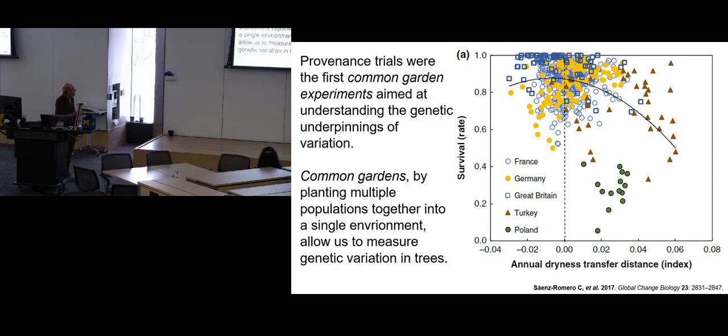And what you see is that on average, oaks are locally adapted. They do best in the environment where they were planted, where they arose, where they evolved. And there's huge variation. The variation along the y-axis shows you how much genetic variation there is within populations.